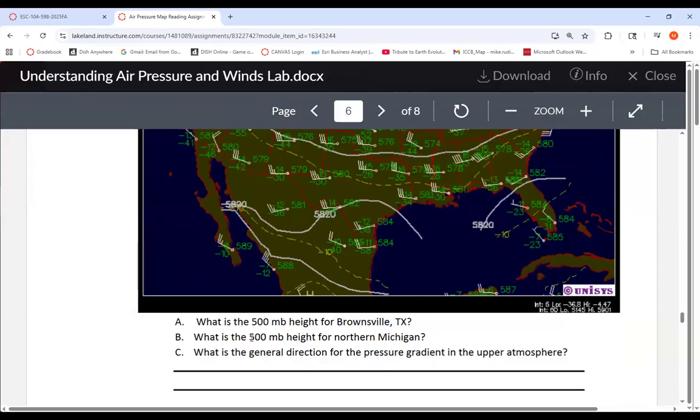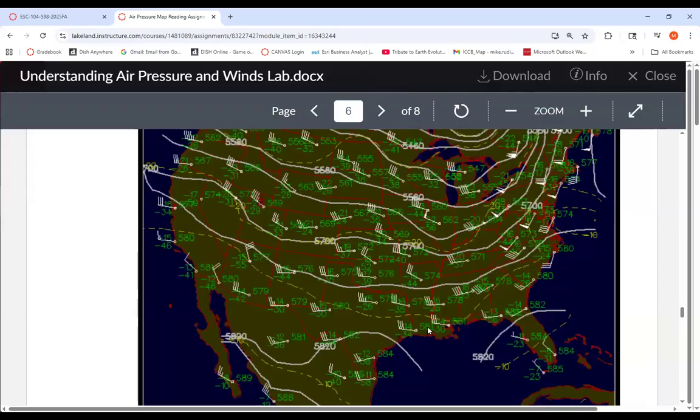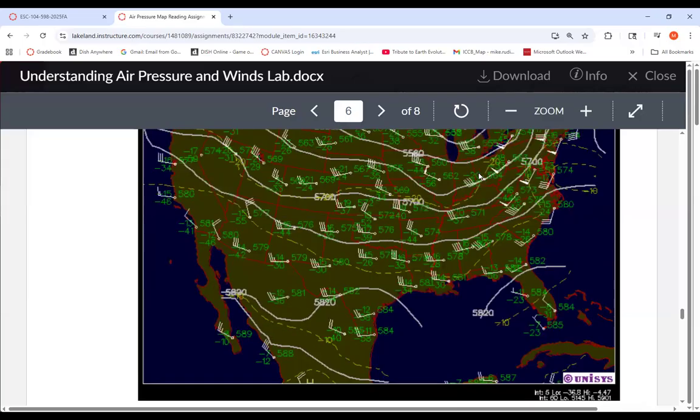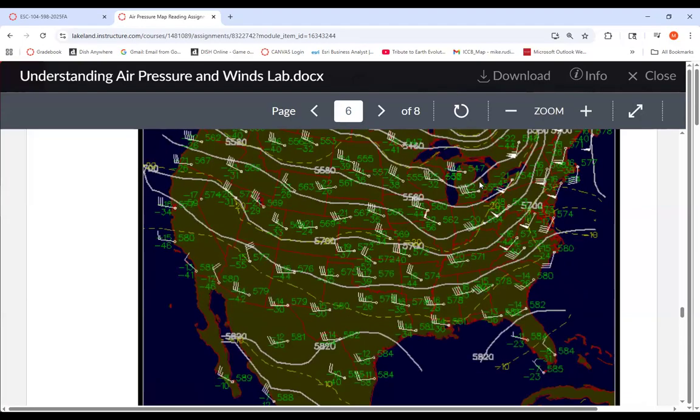Yes, that does. The 500 millibar height in northern Michigan. Well, here's Michigan, there's northern Michigan, so you could read that number now, correct? Yeah, so we just add a 0 to it, right? And then it's 5,470. Yep. And because this air is colder and the air down here is warmer, this air is expanding and this air is compressing, and that's what's creating all this wind to move. Okay.